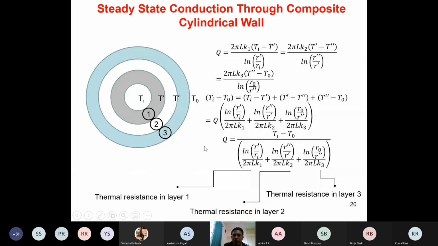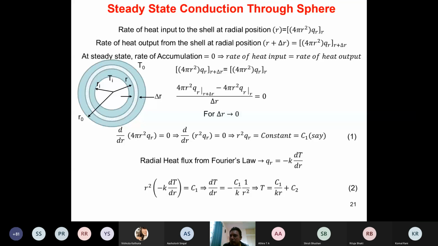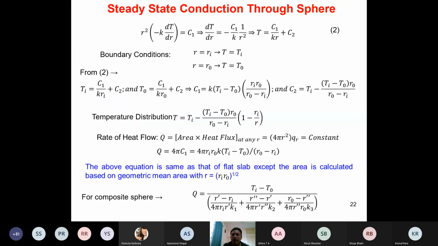Similarly, if I go and check for the spherical geometry, here also you can see the temperature distribution is not linear. Okay. Again, one more thing you all have to note down here is even in case of a flat slab, if you assume that the thermal conductivity is a function of temperature, you will not get a linear temperature profile. You will get a non-linear temperature profile. So these are the things which you have to remember.